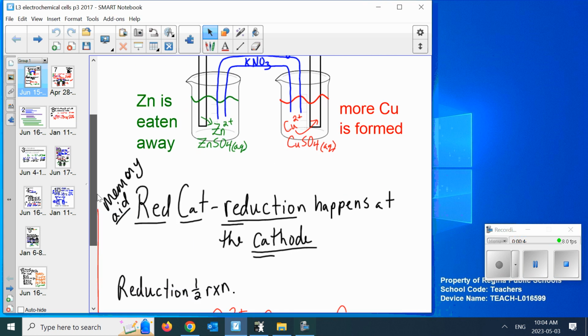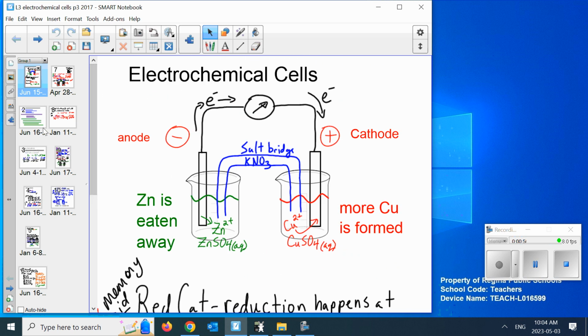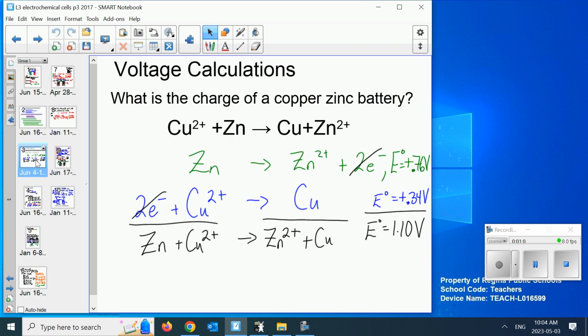We have a memory aid, red cat. Reduction happens at the cathode. And with your oil rig, oxidation is losing electrons, reduction is gaining electrons. And red cat working together, you can figure out which metal is which. We went over some terminology. Then we had some simple calculations.